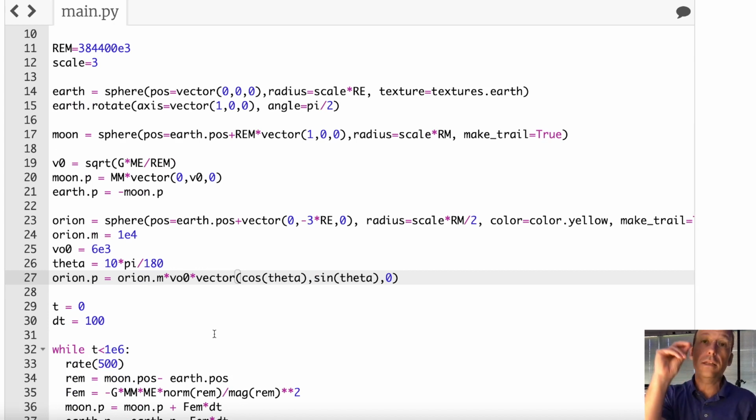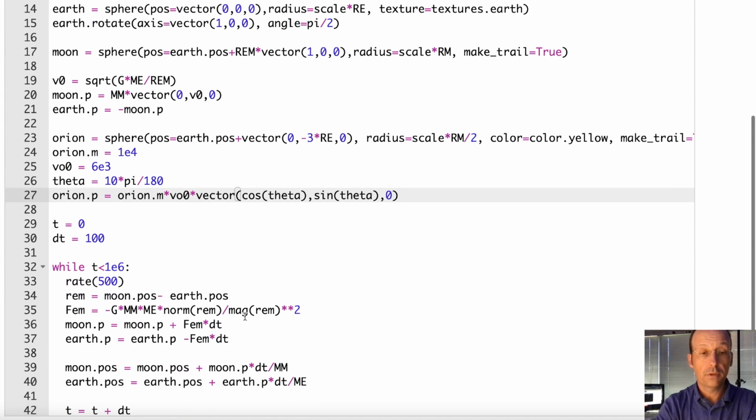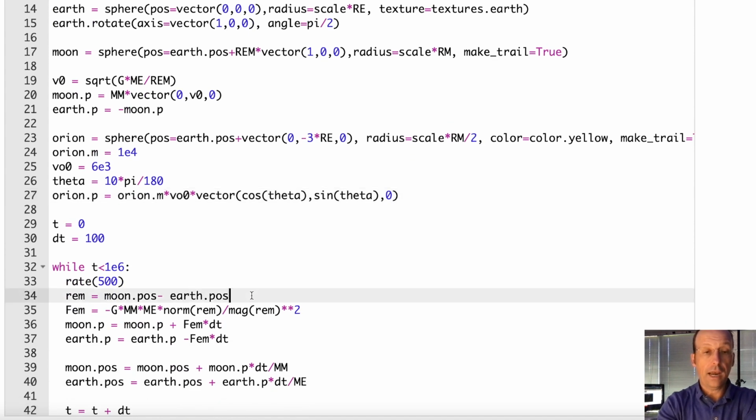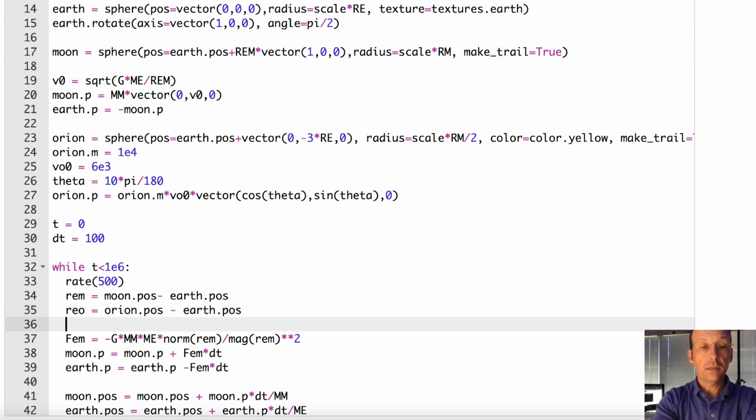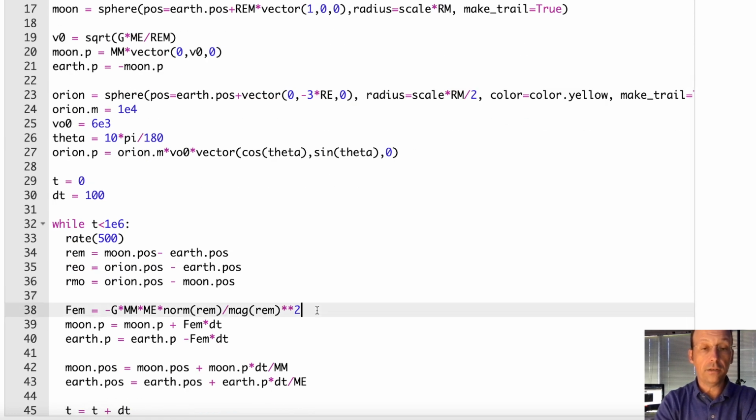So down here, I have the position of Orion. I need to calculate the force due to the Earth and the force due to the moon. So let's first add this right here. REO equals Orion.pos minus Earth.pos. RMO equals Orion.pos minus Moon.pos. And then down here, I'm going to calculate 2 more forces.